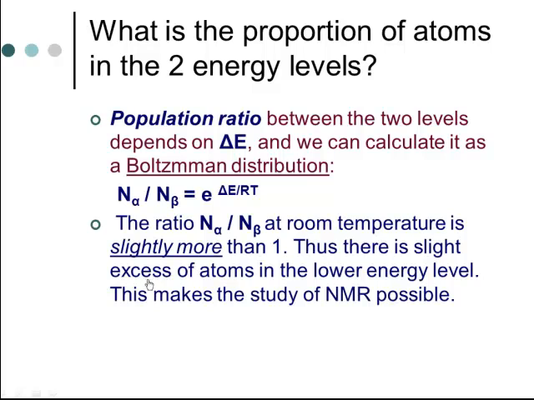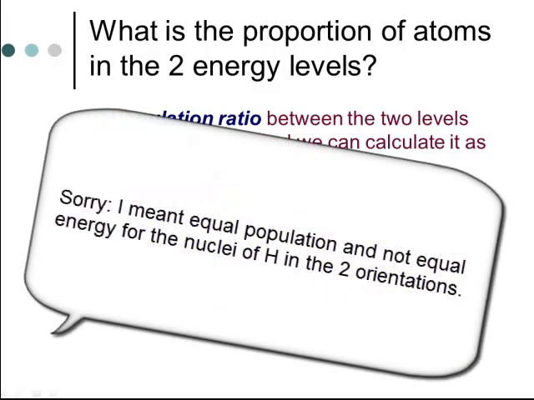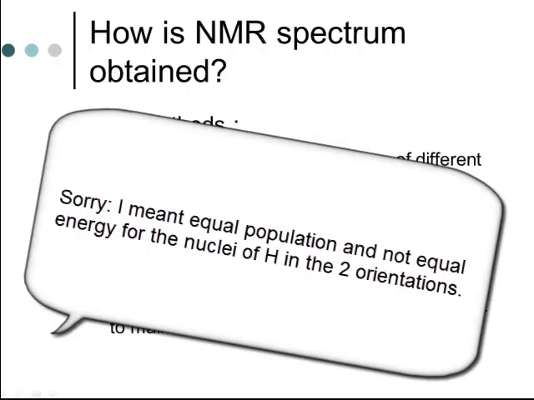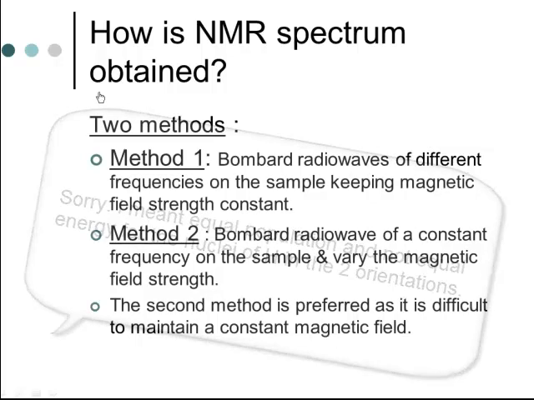This indicates that there is a small excess of nuclei in the lower energy level as compared to the higher energy level, and as a consequence it makes the study of NMR possible. This is because if the two energy levels, the alignment and the non-alignment orientations, had an equal number of nuclei, in that case there would be no net absorption of radio waves, and as a consequence NMR spectroscopy wouldn't have been possible. Now, how is the NMR spectrum obtained?